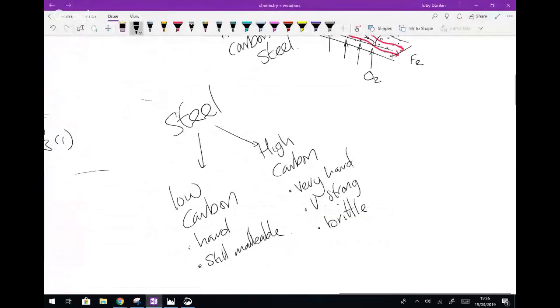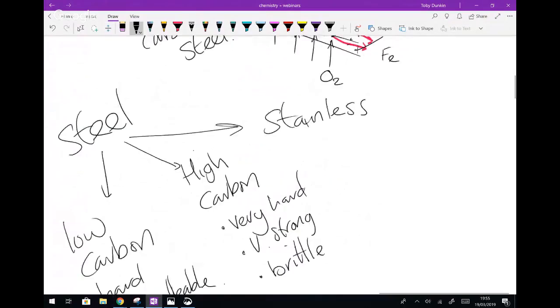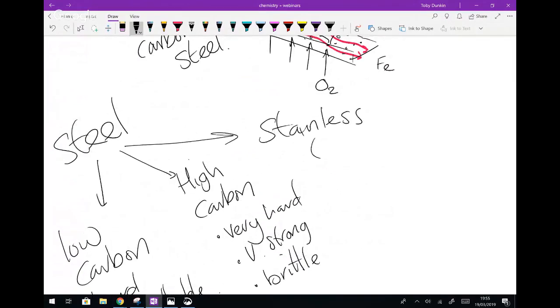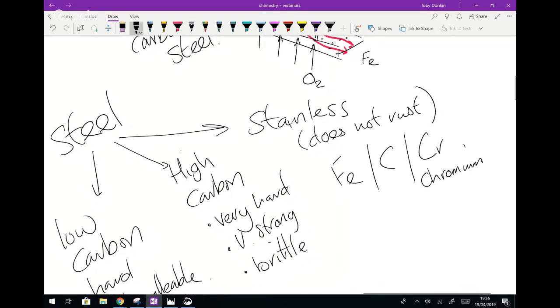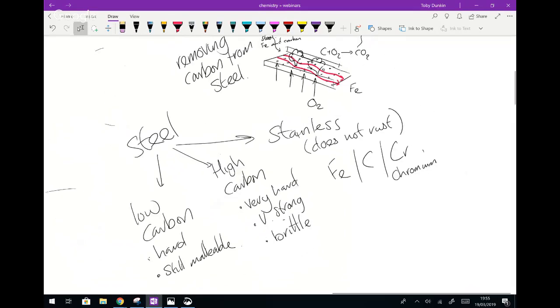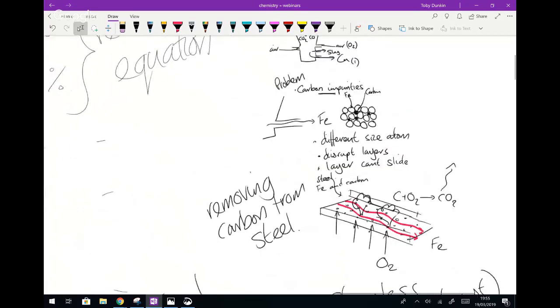Okay, the other steel is stainless. Stainless steel is called that, of course, because it doesn't rust. And it doesn't because we add in iron, we add in carbon, and we add in chromium. Chromium is a beautiful metal, and it stops stuff from rusting. So it's nice for us to know about that. We just mix in to change the properties.